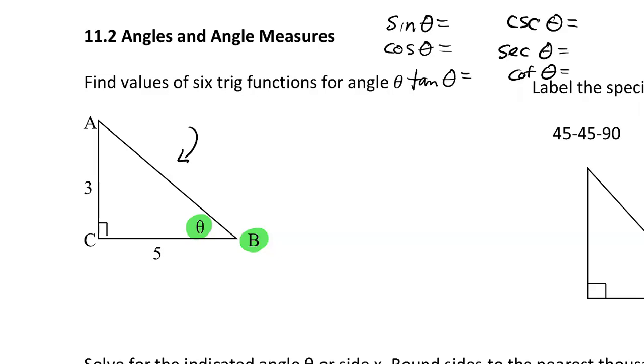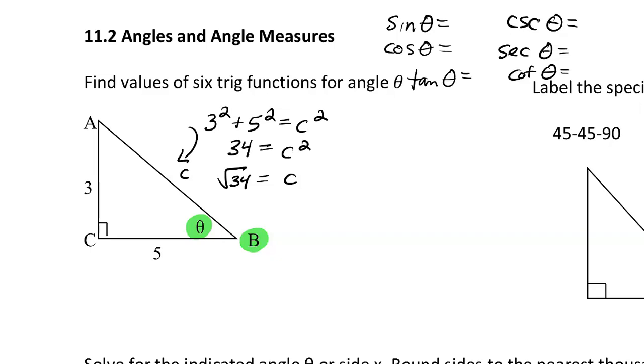So to find that side length, we're going to have to do the Pythagorean theorem. 3 squared plus 5 squared equals this length C squared. So that's 9 plus 25 is 34 is C squared. So C is the square root of 34. So a little bit bigger than 5, maybe close to 6, is the square root of 34.